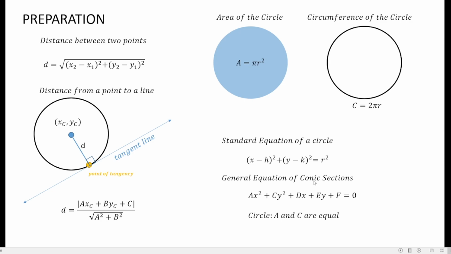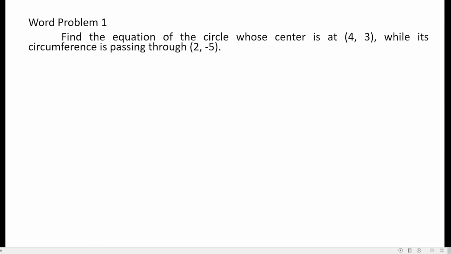Now, let's proceed. We have here word problem number 1. Find the equation of the circle whose center is at (4, 3), while its circumference is passing through (2, -5). The best thing that you will do first is to illustrate the situation. If you are not yet matured in solving problems, the best practice is to illustrate the situation first. So we have here the x-axis and the y-axis. Of course, since this is just an illustration, you don't need to be very specific with the points and the labels.